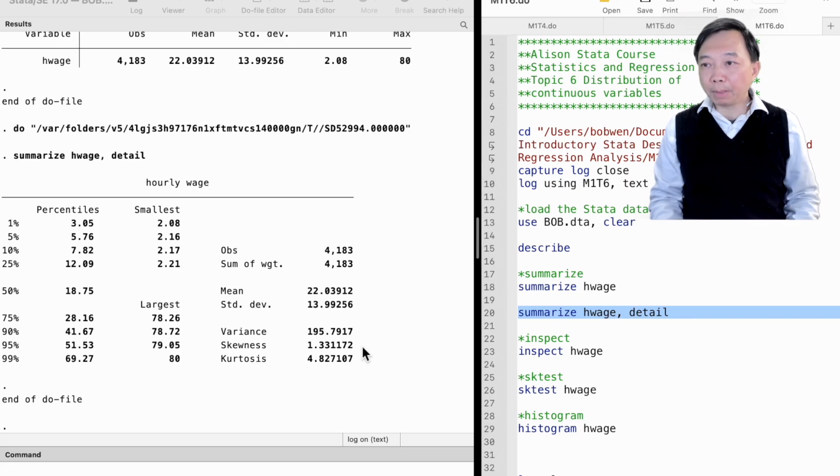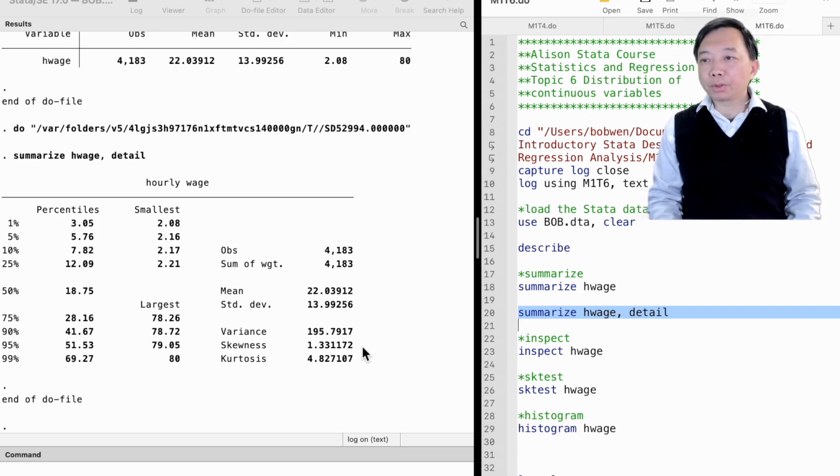Kurtosis is another measure of the variable's distribution. The larger the kurtosis, the thicker the tails are and the more peaked the distribution. The normal distribution has a kurtosis of 3.